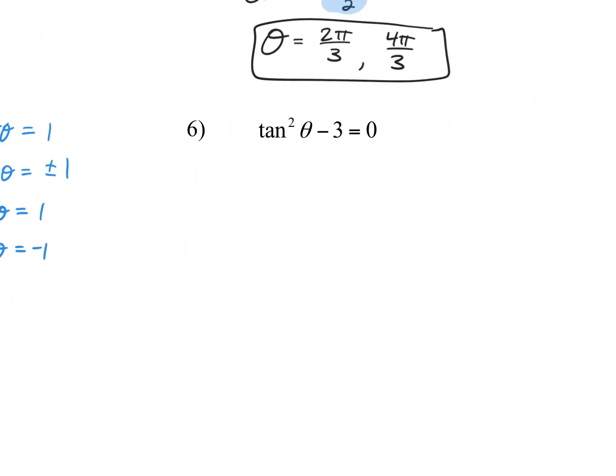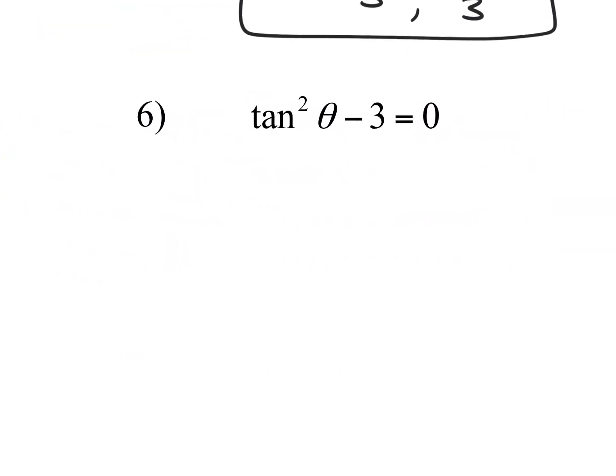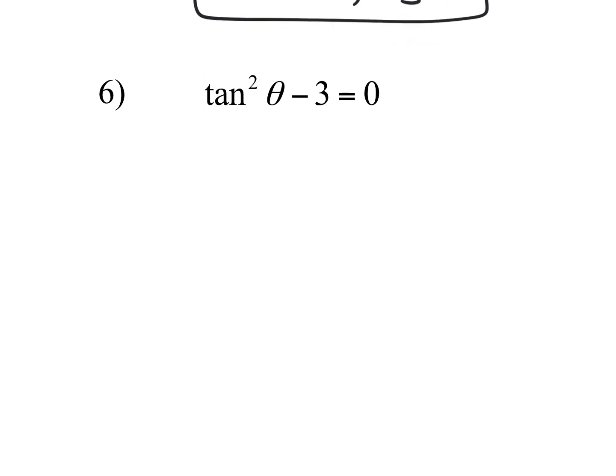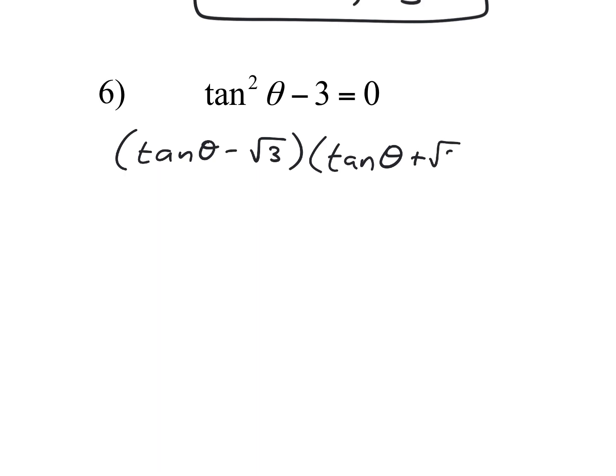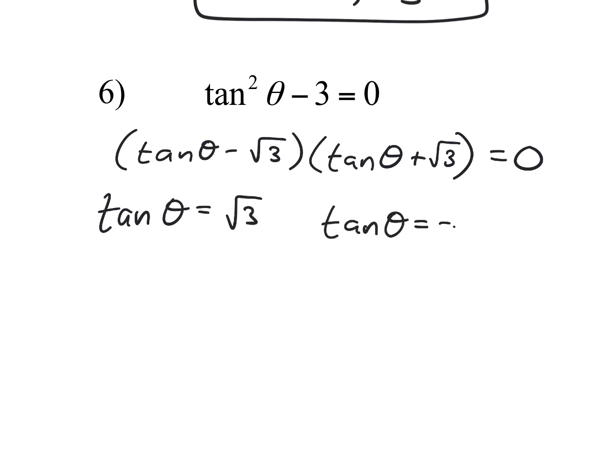Last problem here, we have a tangent squared. We actually could solve this the same way we did the last one, right? Tangent theta minus √3 times tangent theta plus √3 equals 0. It's a little strange, but we can treat this as a difference of squares. And what we'll find is that we need to figure out when tangent theta equals √3 and when tangent theta equals -√3.